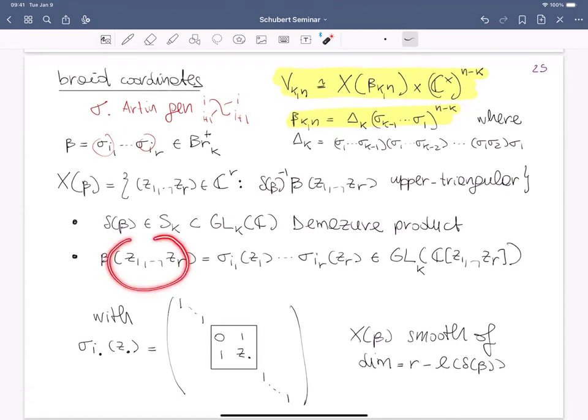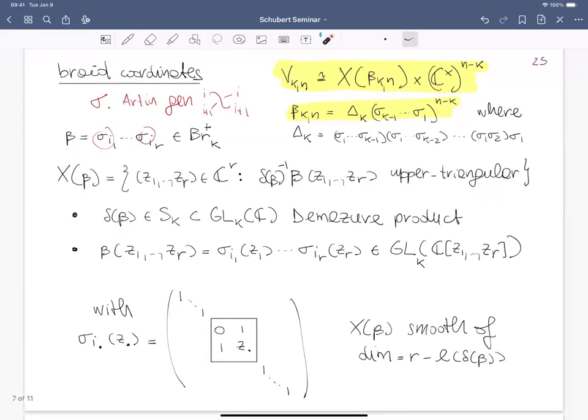Beta z1 through zr is instead, you can think of it as a multivariable deformation of a permutation matrix. So an Artin generator, as we said, is ultimately some transposition in terms of permutations, and you can think of that as a matrix, obtained by permuting the corresponding columns of the identity matrix.